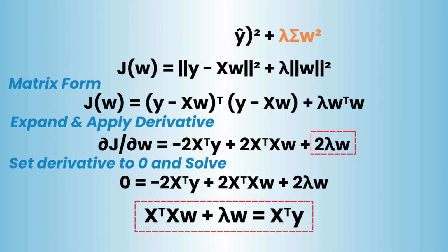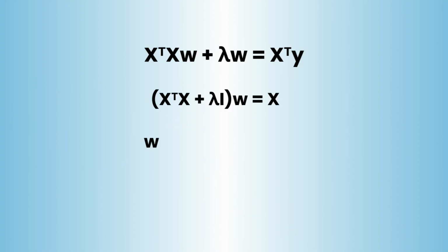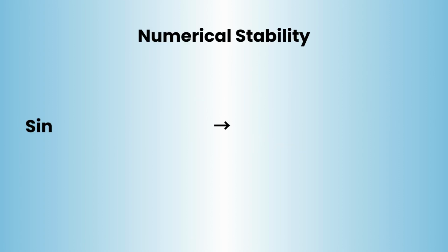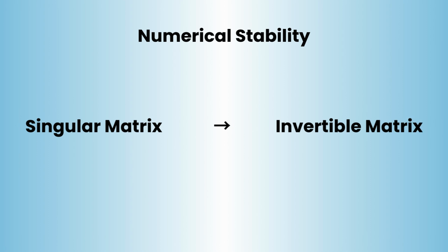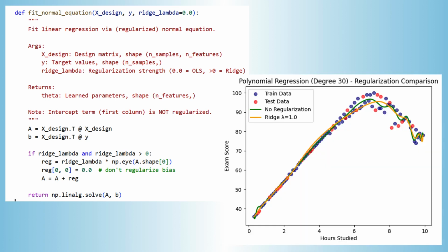It gets absorbed into the matrix. It turns into lambda times the identity matrix. This means to solve ridge regression, we simply add lambda to the diagonal of our matrix before we invert it. This makes the matrix invertible and stable. But does it actually work? Let's plot this manual calculation against our data. Look at that. The wild oscillations are gone. By simply adding a number to the diagonal, we turn chaos into a smooth curve.